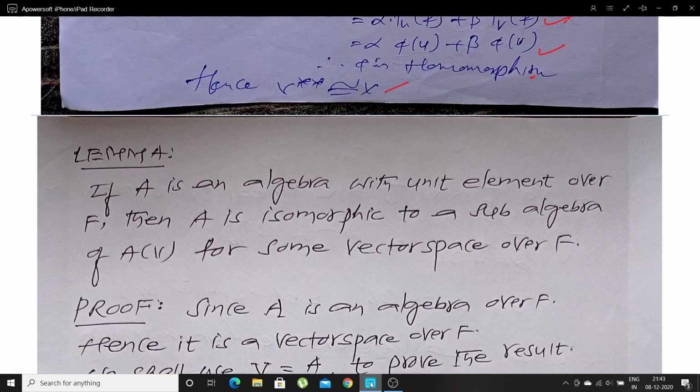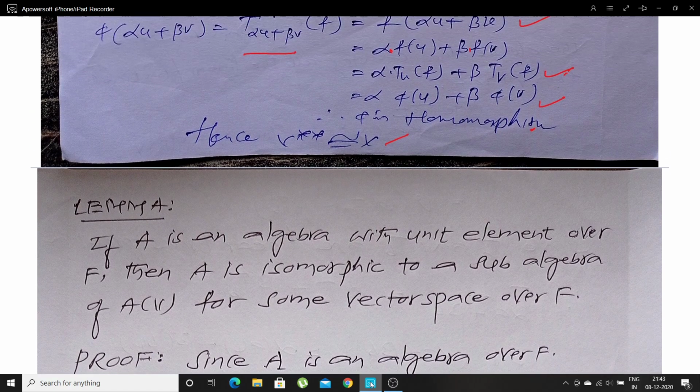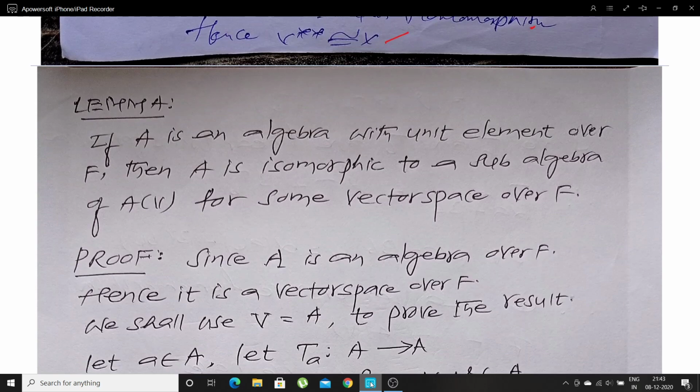Now let me take a beautiful and interesting lemma related to algebra. Now the question arises, what is the meaning of algebra? If a non-empty set A satisfies the vector space condition as well as ring properties, we call it what? Algebra. If A is an algebra with unit element over a field F, then A is isomorphic to a subalgebra of A(V) for some vector space V over F.